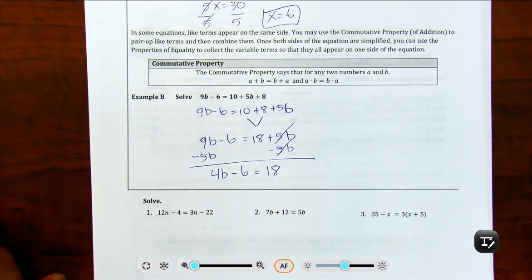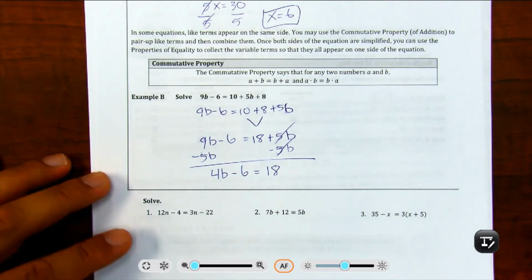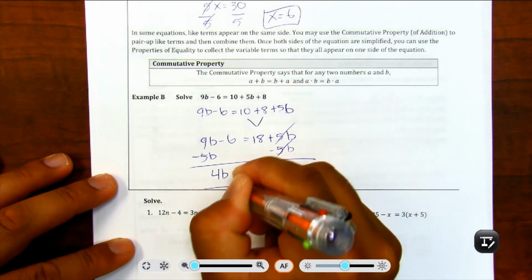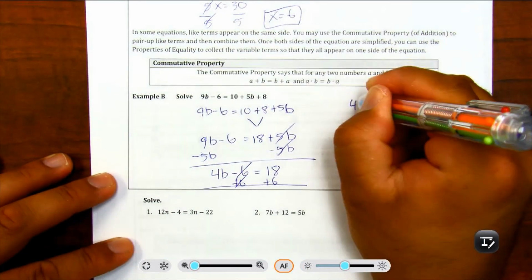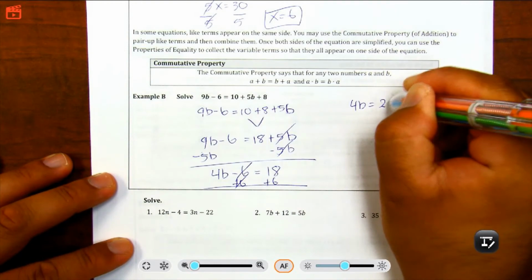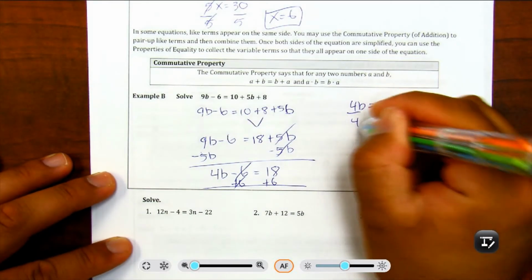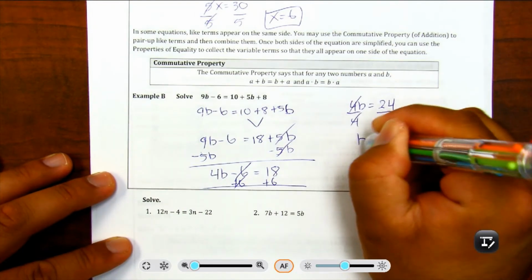Add 6 to both sides. And you end up with 4b is equal to 24. Divide both sides by 4. And b is equal to 6.